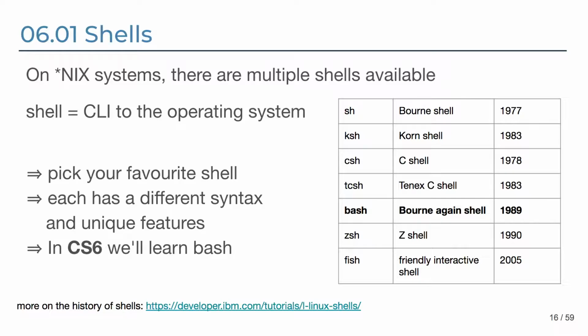Then from that, there were a couple of descendants. We have the Korn shell, C shell, tcsh, which is an improved C shell. We have the fish shell, which is the friendly interactive shell, which is quite a recent development. It's only 15 years old.